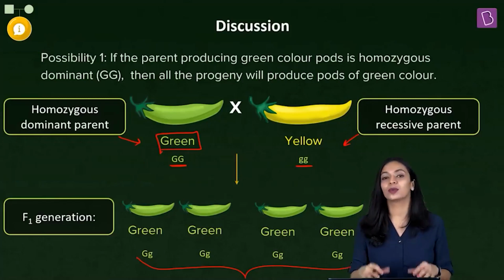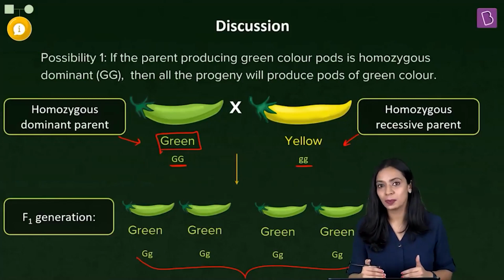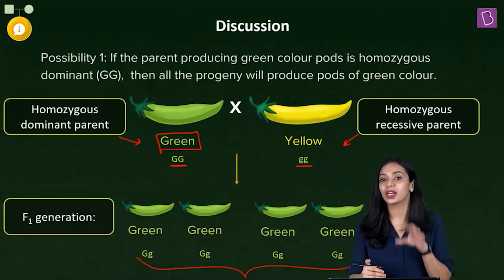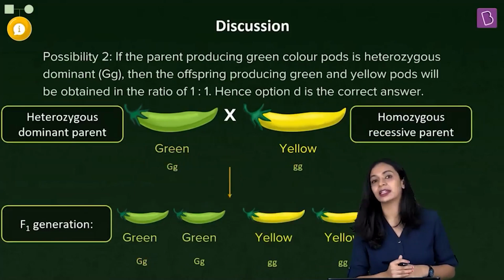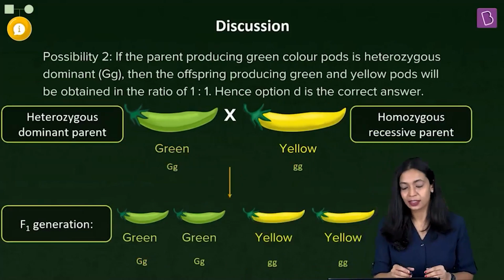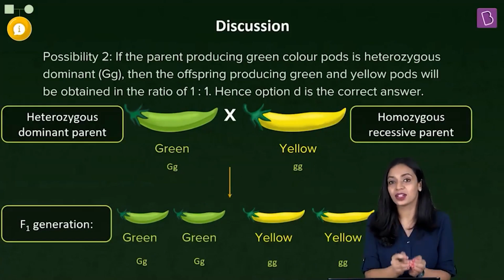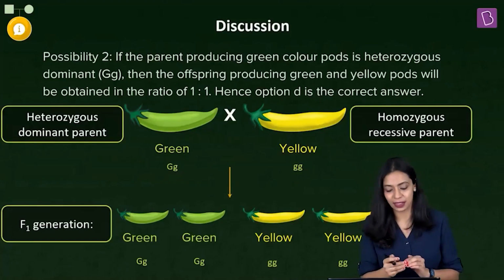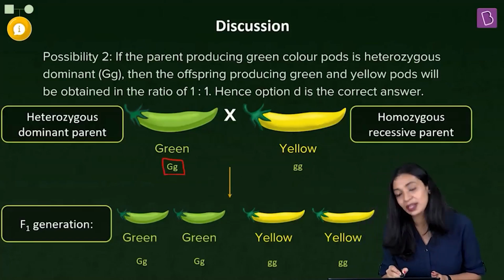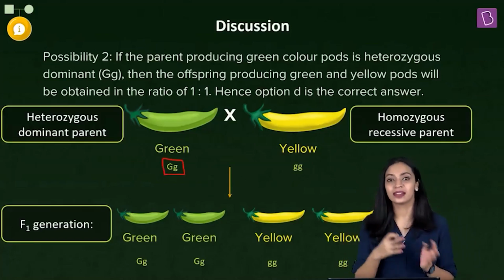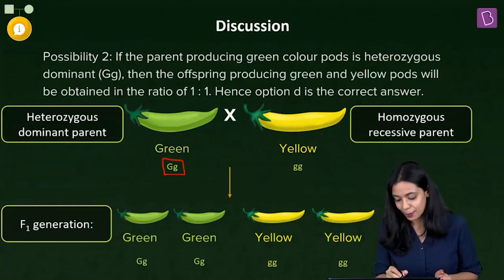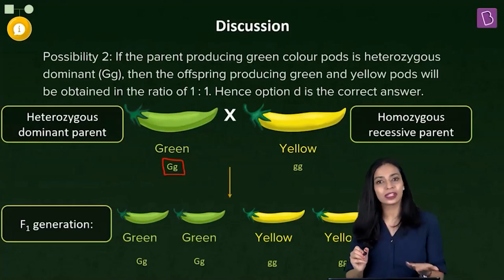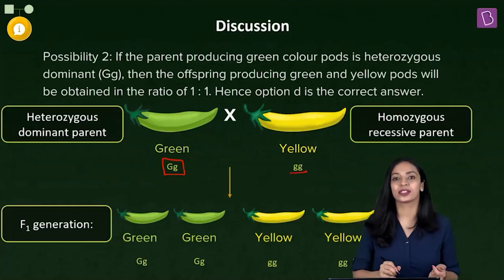So this is what will happen. This is what the consequence will be if the green pea plant that we are considering as the parent is homozygous. Now let's look at the second possibility. The second possibility is that the green plant which we are considering as one of the parents is heterozygous. So if it is heterozygous, it will carry a dominant allele as well as a recessive allele. Therefore, its genotype can be represented as capital G, small g. Whereas yellow will remain the same. It is always homozygous, small g, small g.